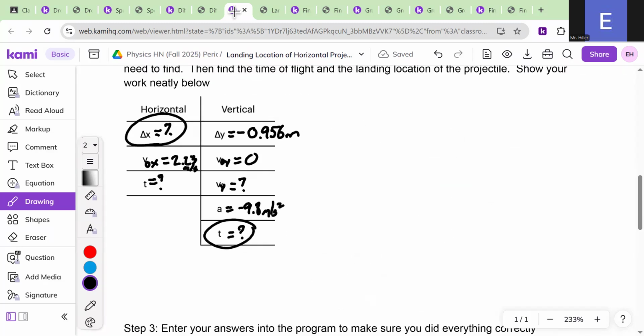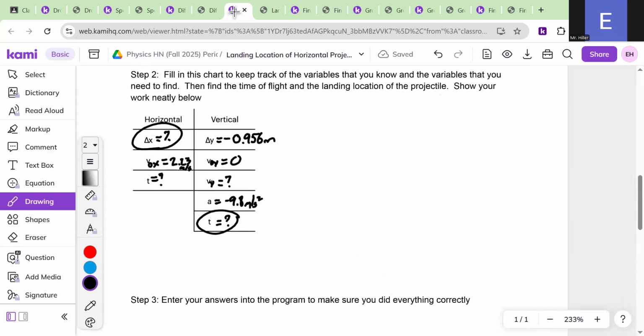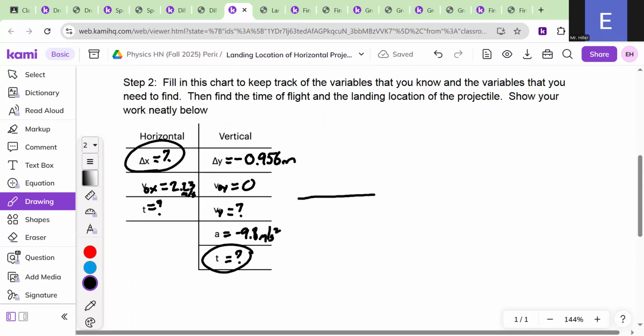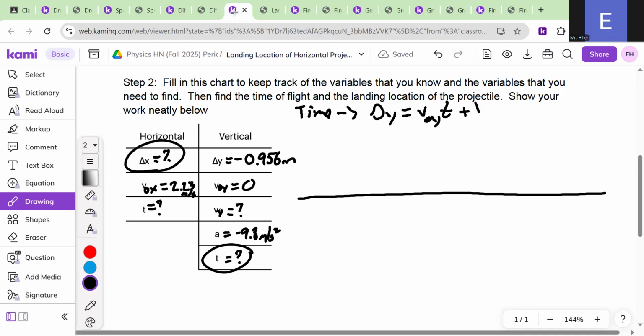So I'm going to be trying to find the time and the horizontal distance, so I'm going to split this in two. First I'm going to find the time, and then I'll find the horizontal distance. So again, what have I been using? I've been using displacement as a function of time. Delta Y equals V naught Y T plus 1/2 A T squared. V naught Y T cancels. I'm left with delta Y equals 1/2 A T squared.